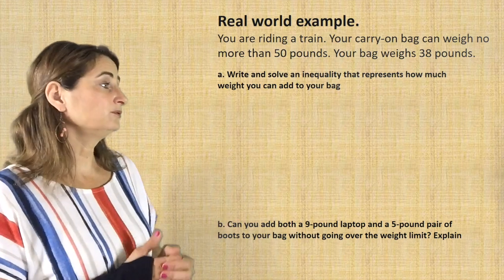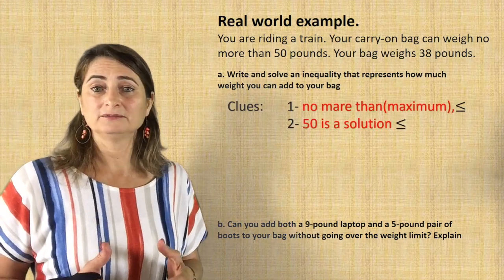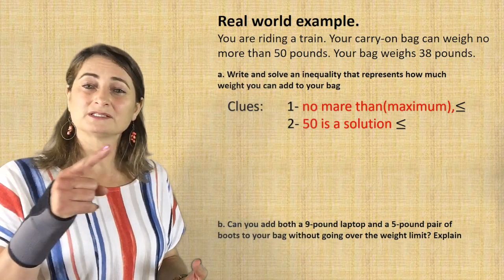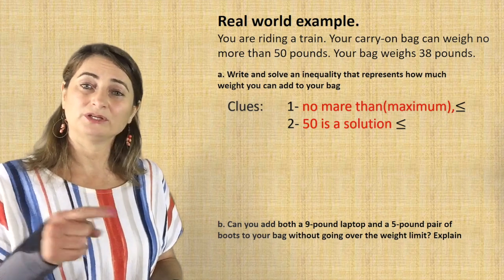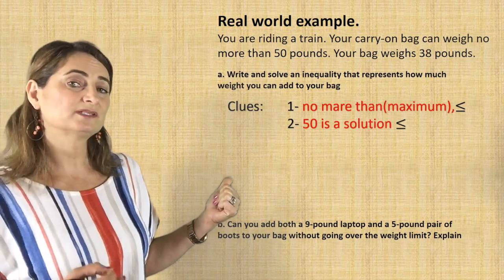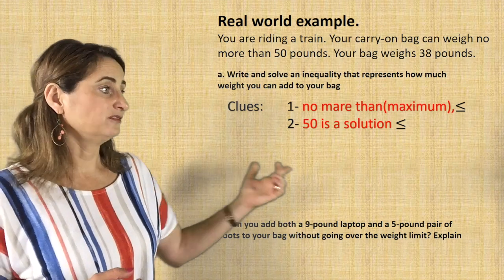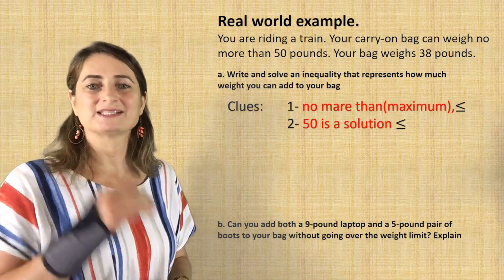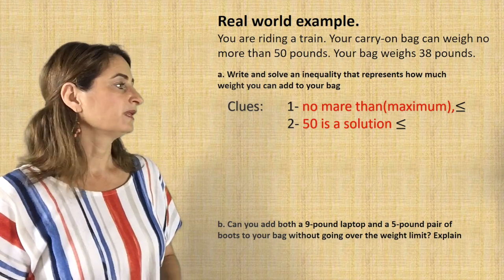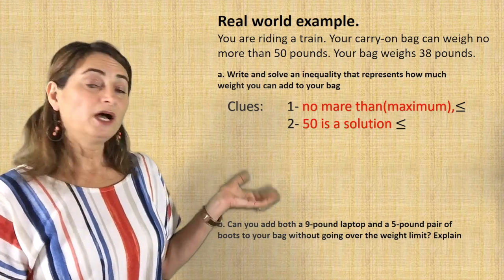Now look for the clues. No more than means a maximum. And if I'm using no more than, that means I need less than or equal to as an inequality. Now I need to make sure 50 is a solution. Yes, 50 is a solution because that's the maximum I can get to. So I can get up to 50, but no more than 50. So how do you write the inequality?